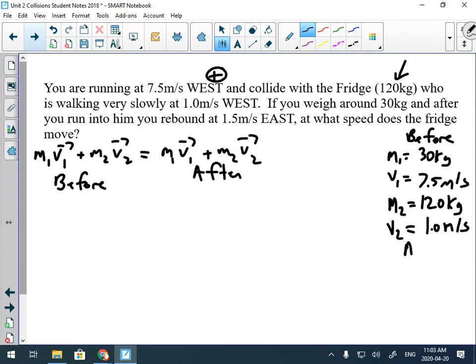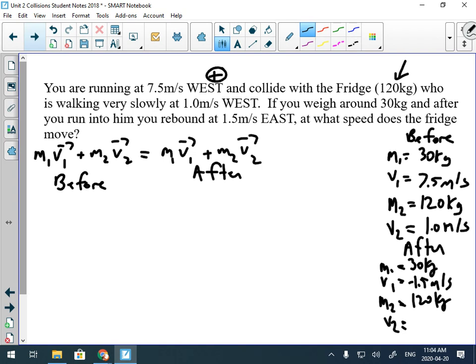Now, after: mass of you is the same, 30 kilograms, the velocity of you, you have exploded off the fridge east. So that's a negative value, negative 1.5 meters per second. The fridge's mass is still 120, but we don't know how fast the fridge is now moving. Okay. All right, let's put all of our numbers in there and see what we get. I'm not going to put the units in there because I'm going to run out of room.